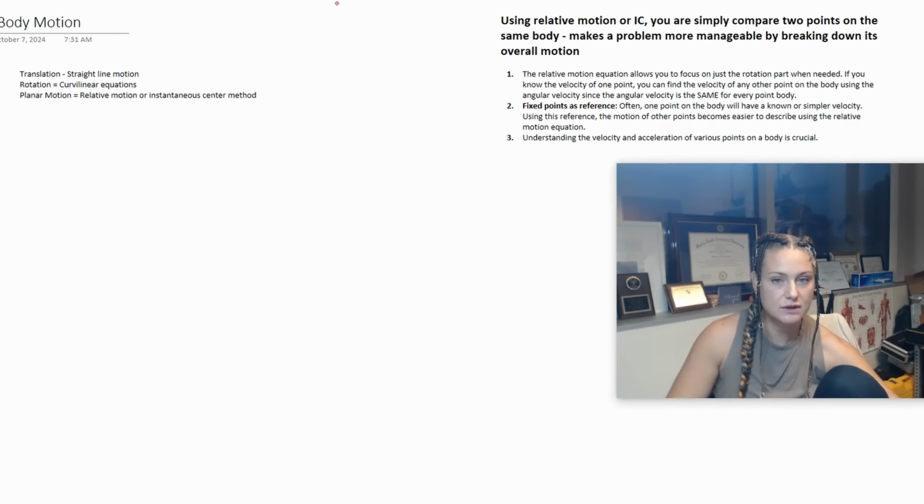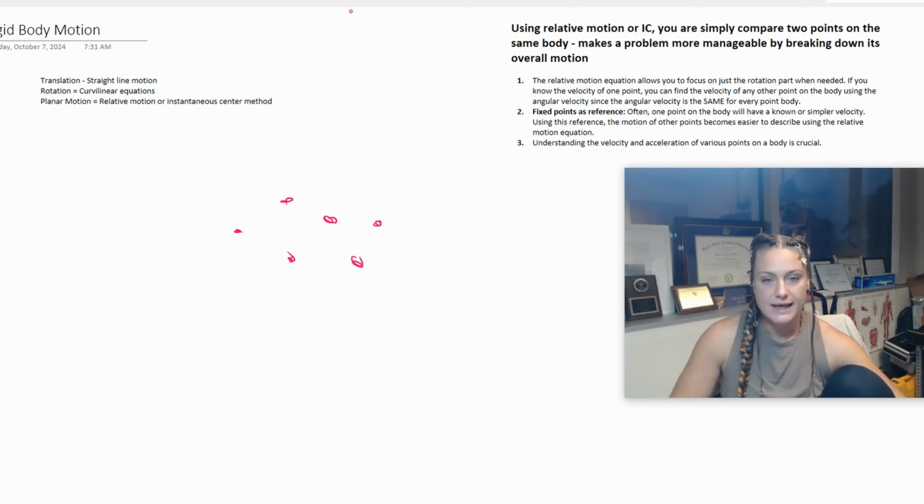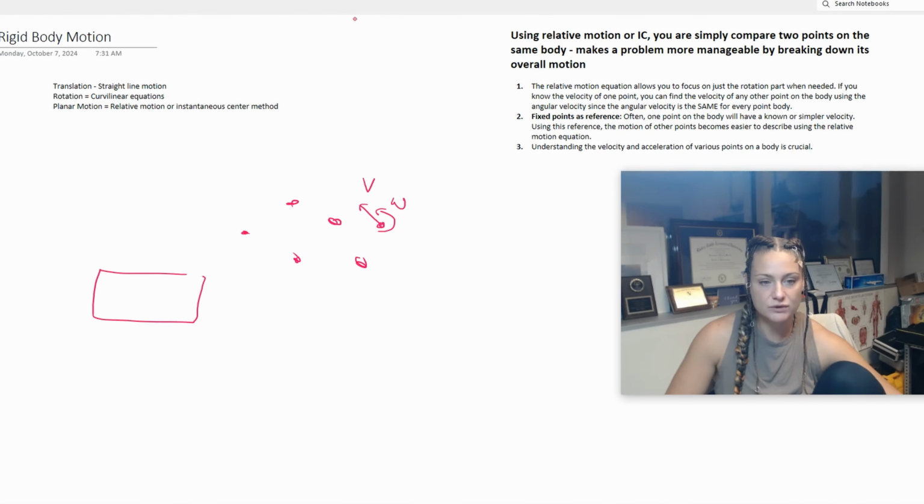Here, let me see if I can draw this. So it could be a system of particles, right? But this particle is not constrained to the motion of this particle. They can have their own omega and their own velocity. It's not constrained in any way. But when you have a rigid body, it is now going to be constrained. The motion profile of this particle within the body is dependent. It's constrained based on this one.